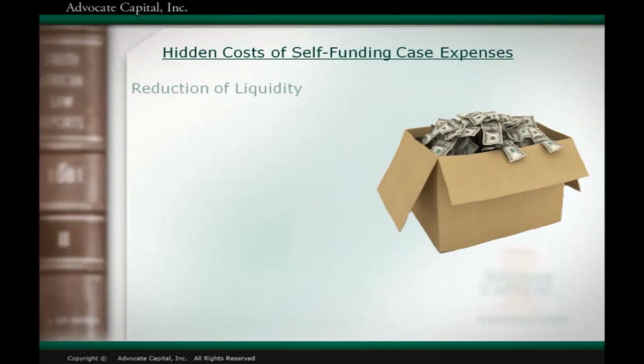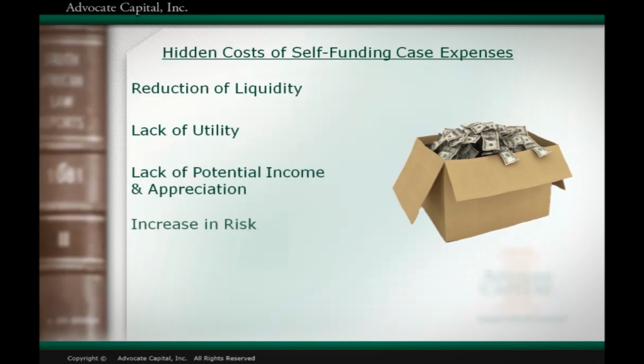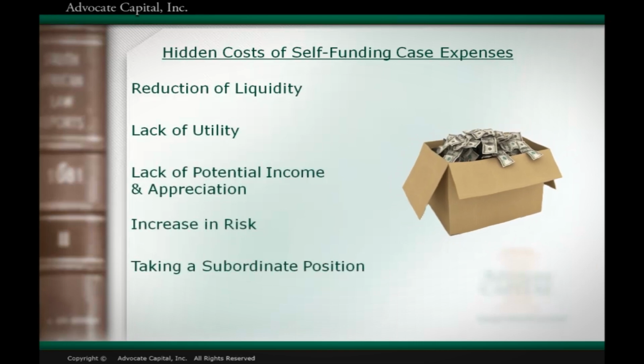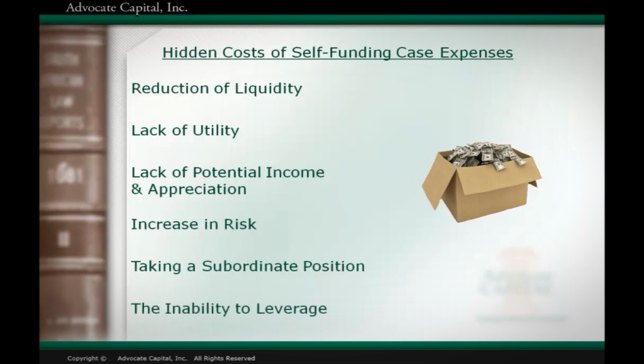Well, so far in our series, we've focused mainly on attributes of self-funding case expenses that serve to undermine the market value of the asset. So if you've taken $500,000 of your cash and loaned it to your practice for case expenses, we looked at how things like reduction of liquidity, lack of utility, lack of potential income and appreciation, an increase in risk, taking a subordinate position, and the inability to leverage all dramatically reduce the market value of that asset and thereby the net worth of the law firm partners.